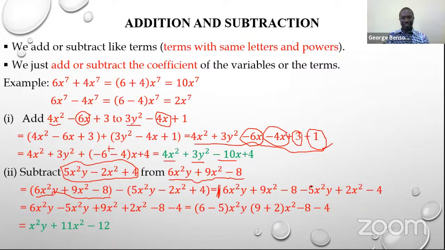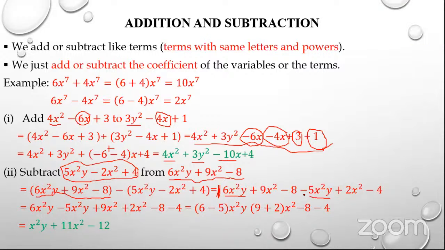Can you identify the like terms together here? So we have 6x squared y. Good. 5x squared y. So you see, we leave this one first. Is that okay?